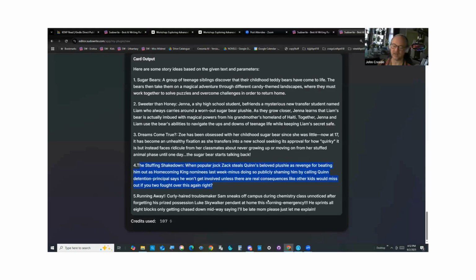Curly-haired troublemaker Sam sneaks off campus during chemistry class unnoticed after forgetting his prized possession, a Luke Skywalker pendant, at home this morning. Emergency. He sprints all 8 blocks, only chased down midway, saying he'll be late. Mom, please let me explain.